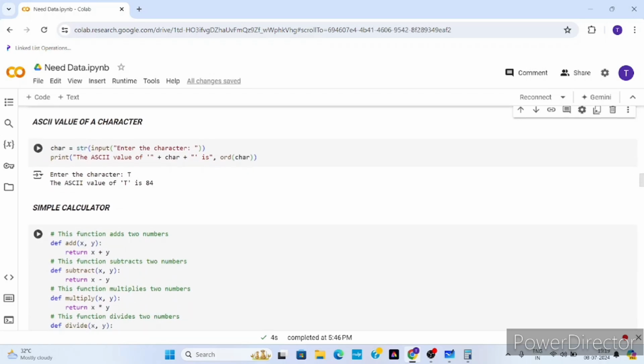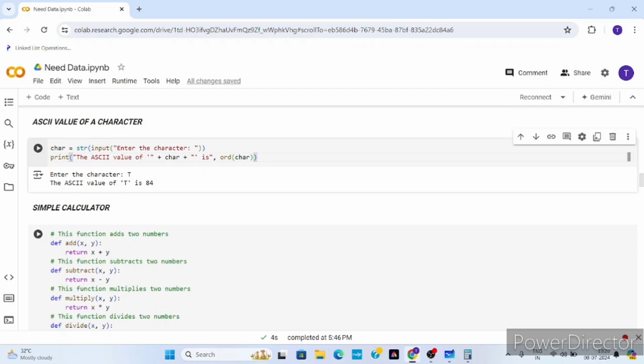Now the ASCII value of a character to print. Each and every character has an ASCII value, which means a number, starting from some starting point. For each capital letter and small letter, each has a value. If I take a character in string format, like T, and you want to convert this character to an ASCII value, you can use the ord function. For T it is 84.